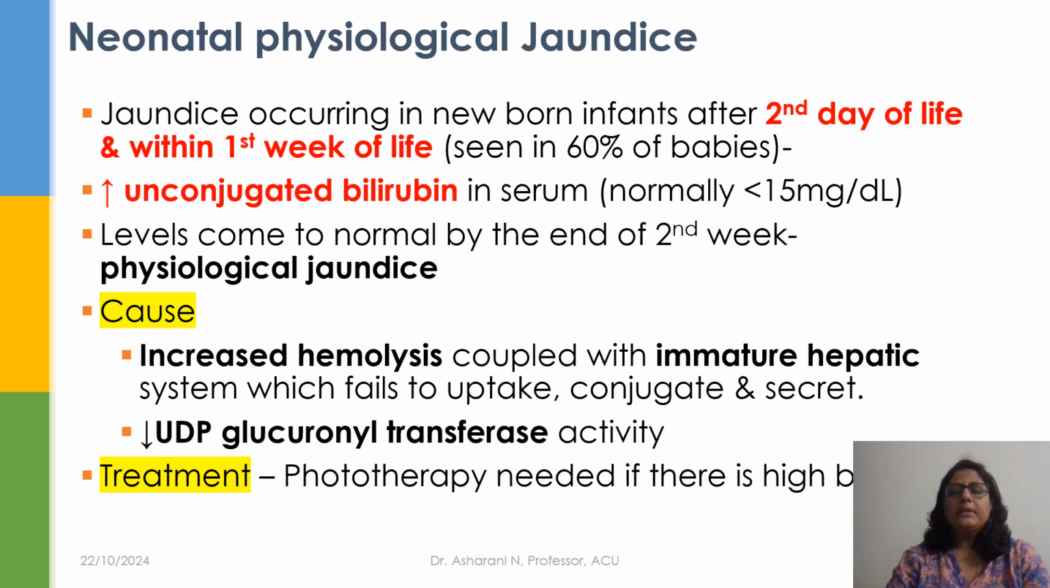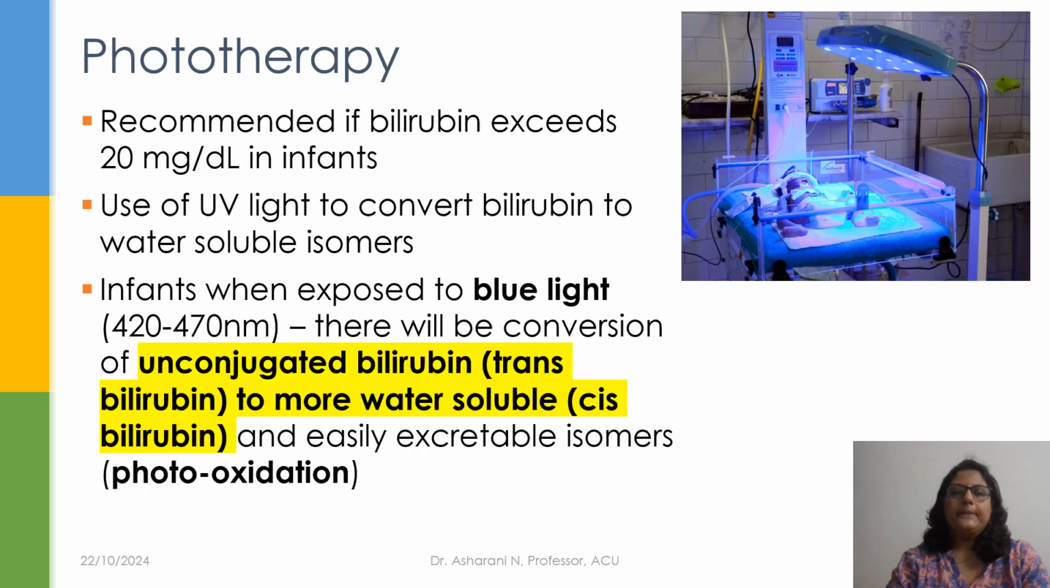Coming to the treatment, it's just exposure of the baby to sunlight, or phototherapy is needed if the bilirubin is very high. Phototherapy is recommended if total bilirubin goes beyond 20 milligram per deciliter. In phototherapy, we use light to convert bilirubin to more water soluble isomers.